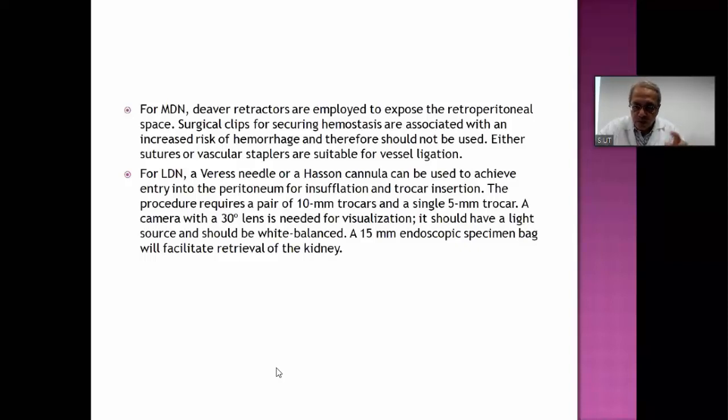So we don't do it with, for instance, a Veress needle. We do insufflation by open method, and that is through Hasson's technique. We don't use Hasson's cannula for that matter, but we use Hasson's technique, which is an open technique of accessing the intraperitoneal cavity for insufflation.